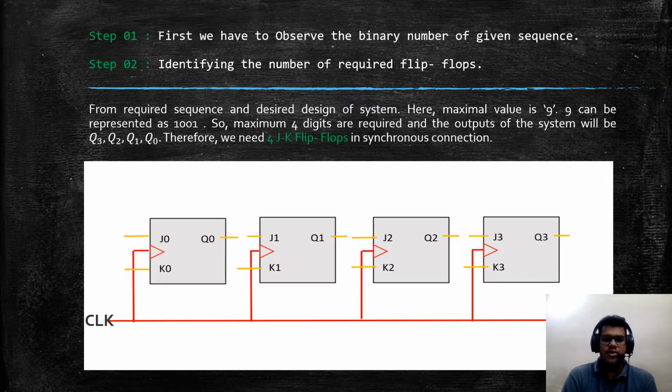of required flip-flops. From the required sequence and desired design of the system, here we can see the maximum value is 9, and 9 can be represented as 1001. So a maximum of 4 digits are required and the outputs of the system will be Q3, Q2, Q1 and Q0. Therefore we need 4 JK flip-flops in synchronous connection.